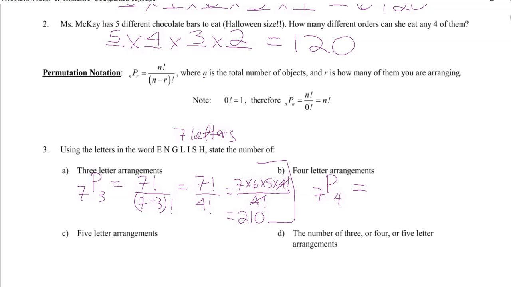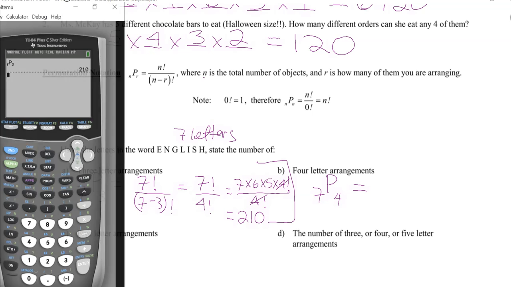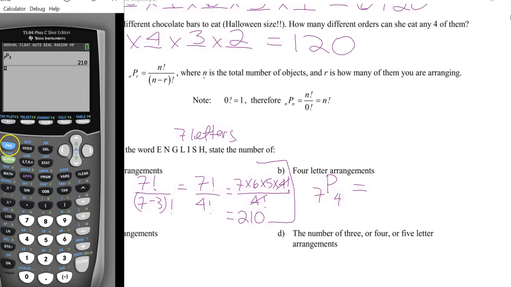4-letter arrangement is going to be 7P4. All right, so we got a couple of choices. I can just go second enter, bring that back down, and then just say, hey, let's change it to 3 to a 4, and then hit enter, and get 840. So 4-letter arrangements, there'll be 840 different 4-letter arrangements.